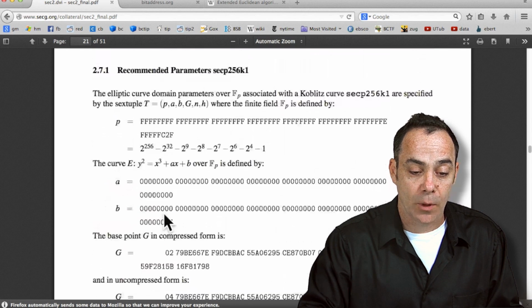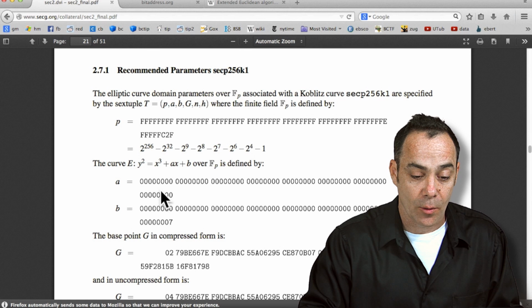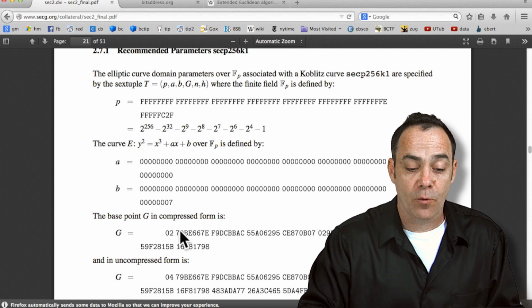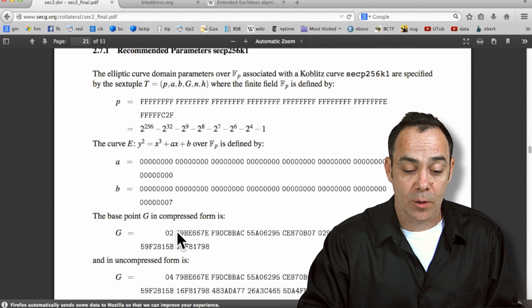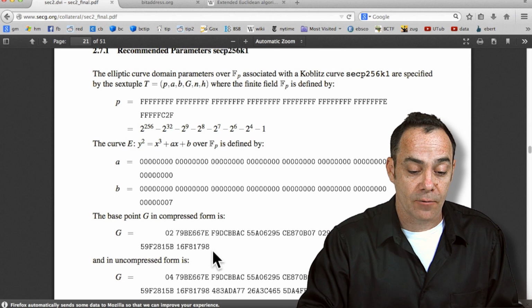Now you'll notice pretty quickly that they aren't all in the same format that we're using, okay? So B, we just typed in 7 because we left out all those leading zeros. A, we typed in a 0. Okay, G they have in the compressed form, which takes this 02 at the beginning to let you know it's a compressed form, but the point itself is actually the numbers that follow it. Here's 04 telling you it's an uncompressed form, but it's also in hex.